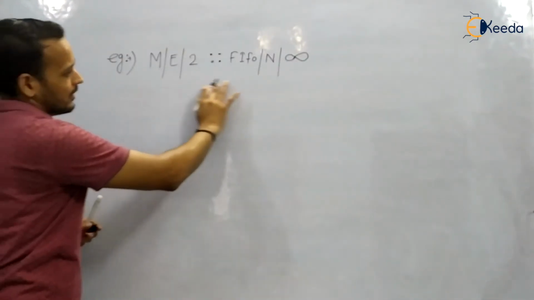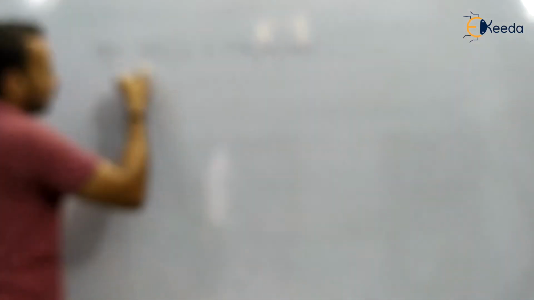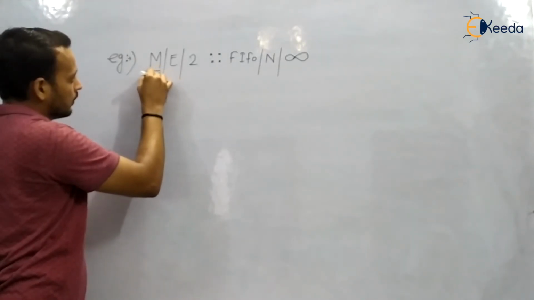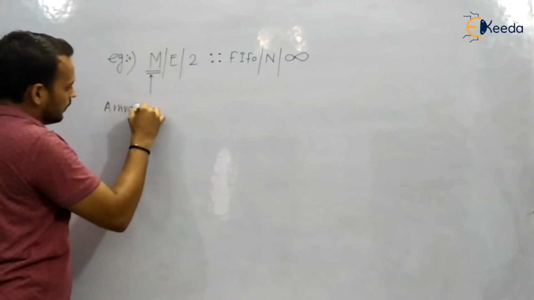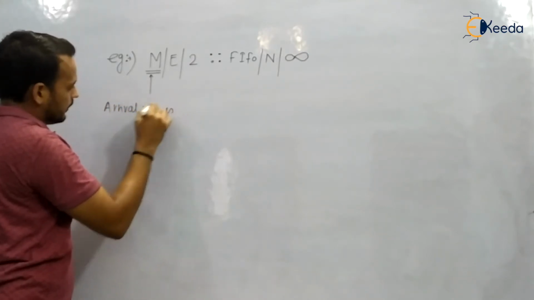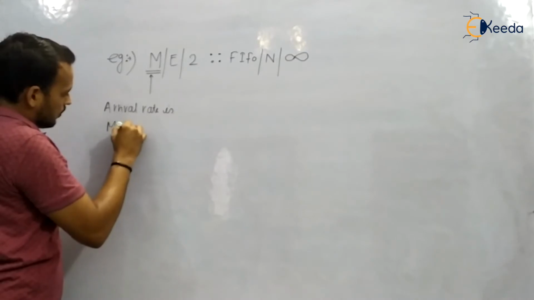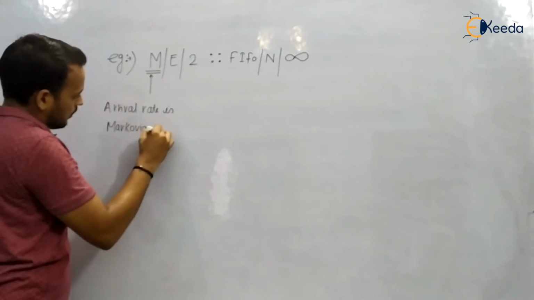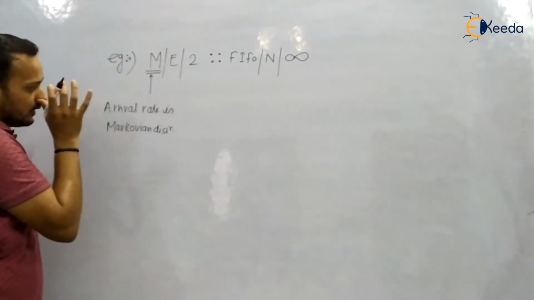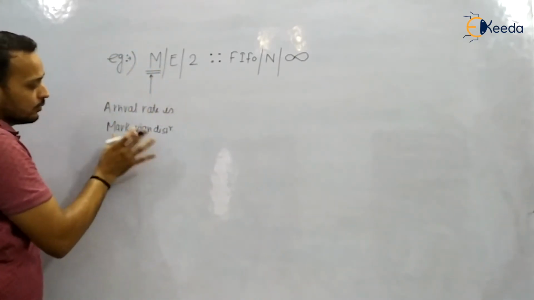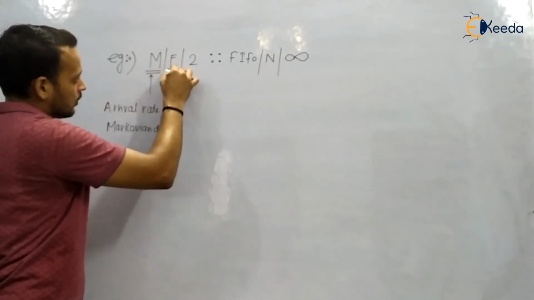Suppose this is written like this. Okay, so from here you will conclude that the arrival rate is Markovian distribution. Okay, in place of A, M is written. It means it is saying that the arrival rate is following Markovian distribution.